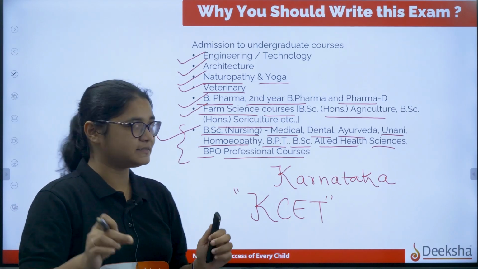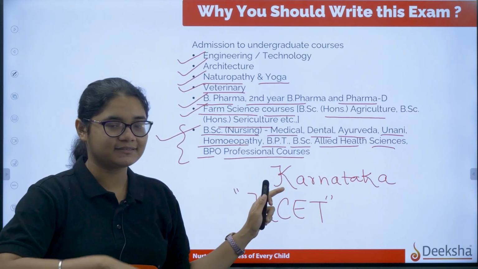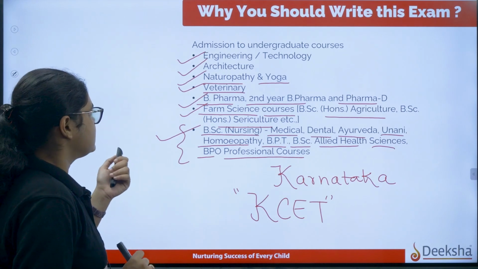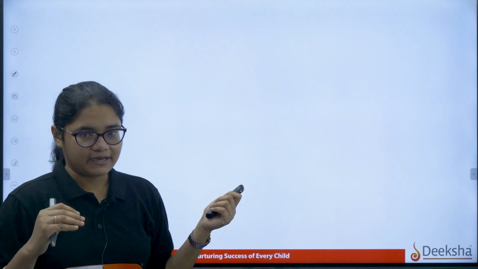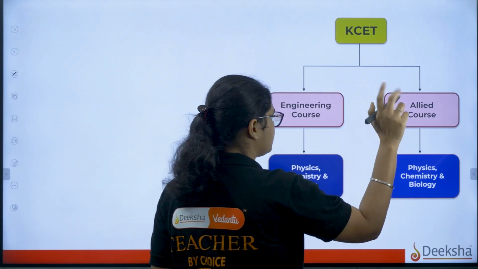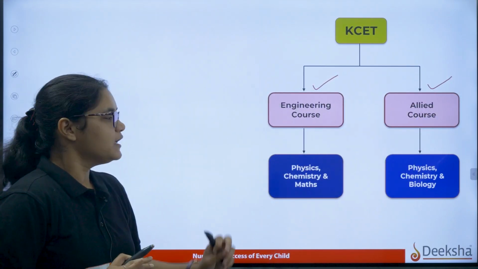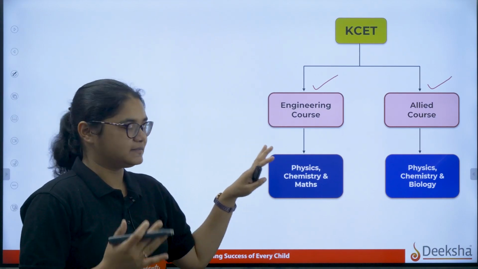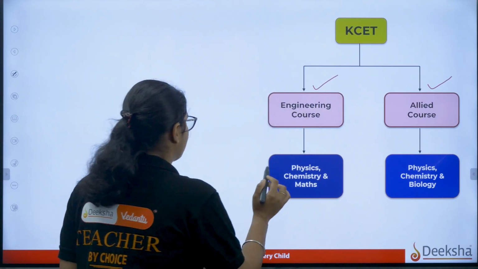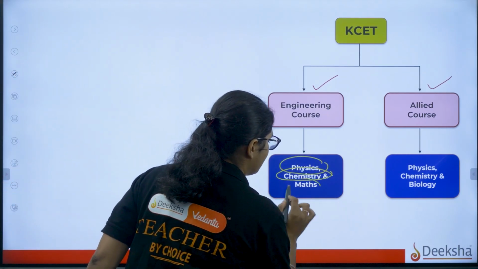Now you have to decide whether you are going to study any of this. If the answer is yes, then watch the next video to understand the exam pattern. Next, what are the courses that are available in your KCET examination? KCET examination is actually for two different courses. One is engineering course and another is allied courses. In engineering courses, you have to write exam for three important subjects, that is physics, chemistry and maths.